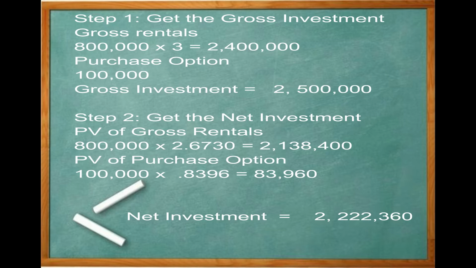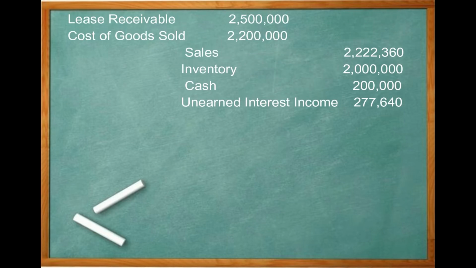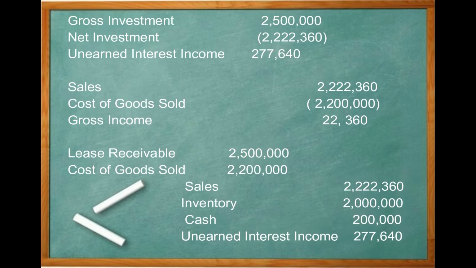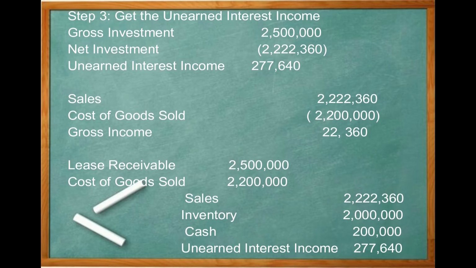Ngayon, ang ating net investment ay 2,222,360. Step 3. Kuhanin natin yung unearned interest income. Gross investment na 2,500,000 minus the net investment na 2,222,360 equals 277,640. Next ay kuhanin natin ang gross profit.